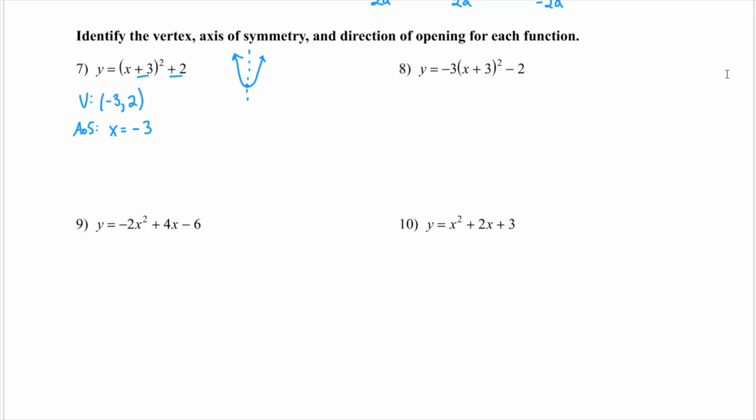And then the direction of opening comes from the very beginning. If what's in front of my parentheses is a positive or nothing, then this should open up. If what's in front is a negative, then it opens down. So since there's not anything in front of this parentheses, that implies that my parentheses is positive, so this opens up.